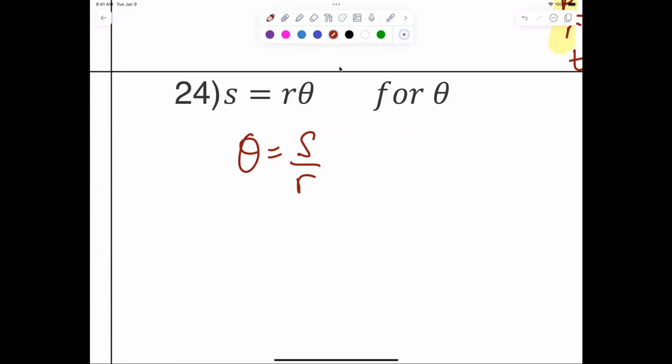That's called the length of an arc. That's called theta. It's like pi. It's a letter. It's a variable.